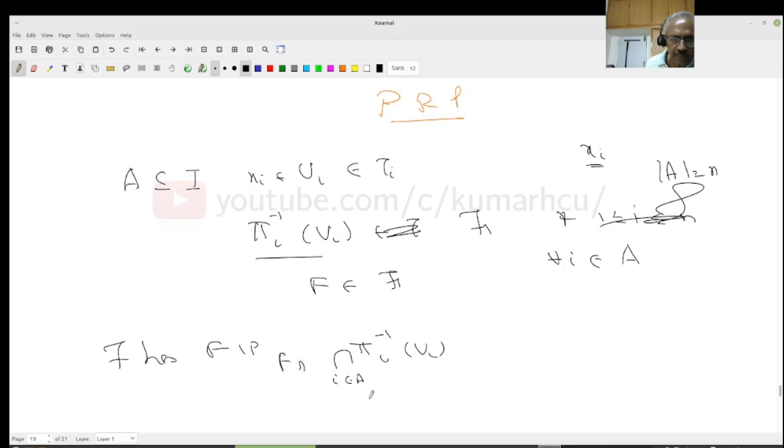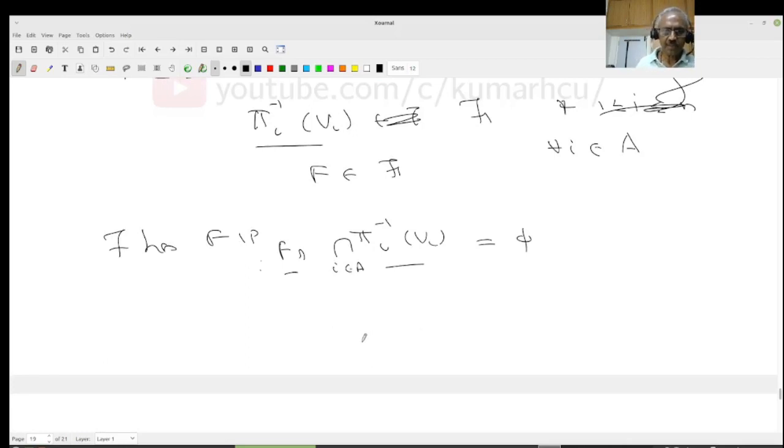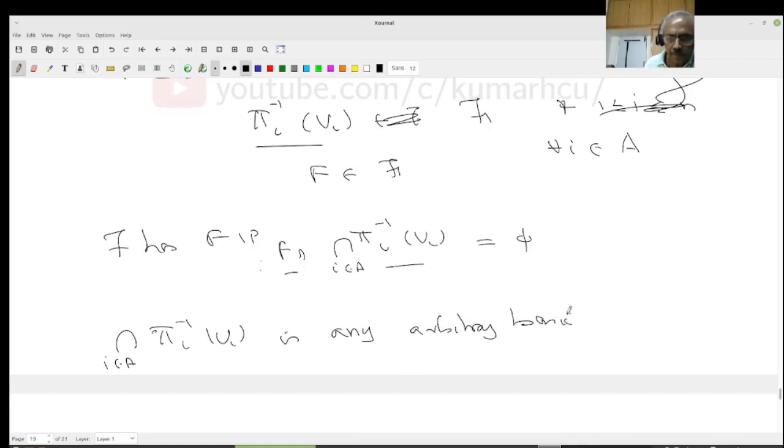This, along with F, is not empty because all these are a finite number of elements in script F, and script F has FIP. Therefore, what do I have? This is non-empty. Is it okay? Right. But what do I know then? Pi_i inverse of U_i, intersection, is any arbitrary basic open set, an open neighborhood of x. So it intersects F, and F is any arbitrary element of script F.